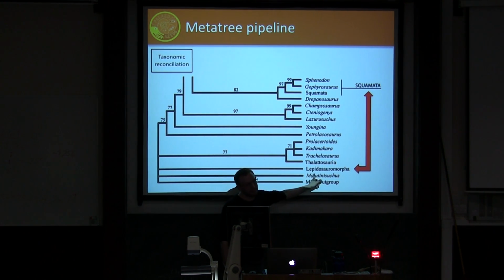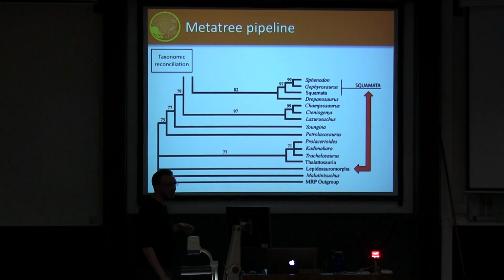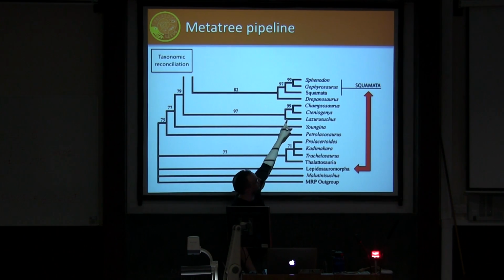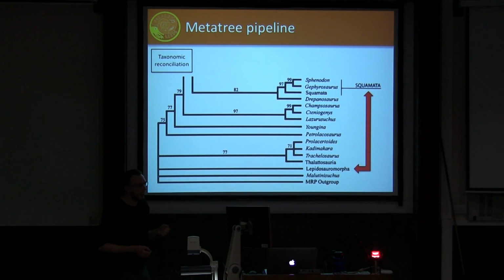Then down here, we've got another OTU called Lepidosauromorpha, which is the clade that unites rhynchocephalians and squamates. And we see it's nowhere near the rest of those taxa in this tree. So this is a big problem. That means this tree, you can't really use it for anything.